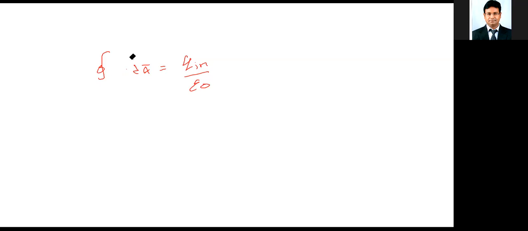So you'll find that you are getting a very clear relation between electric field and charge. That means if you know the charge, you can find the electric field. If you know the electric field, you can find the charge. Keep this point in mind. From this equation, if you know E bar, the electric field, you can find out the charge. In other words, if you know the charge inside the Gaussian surface, you can find out the electric field on the surface.